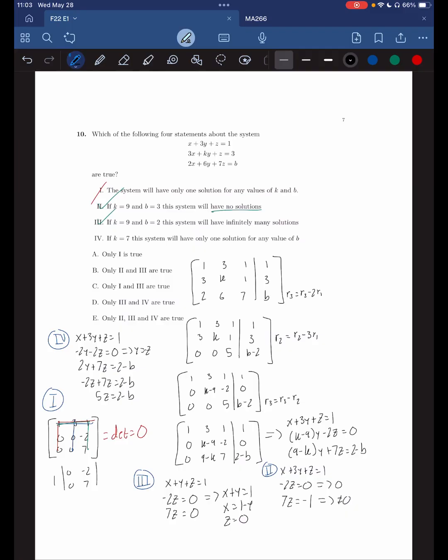Just by looking at this, you can see for any value of b, you will have some value of z. You negate that, that gives you your value of y, and then you can just solve for x. So therefore, you will only have one solution. It just depends on what you set your b value as. So 4 is also true. This gives us E as our answer.